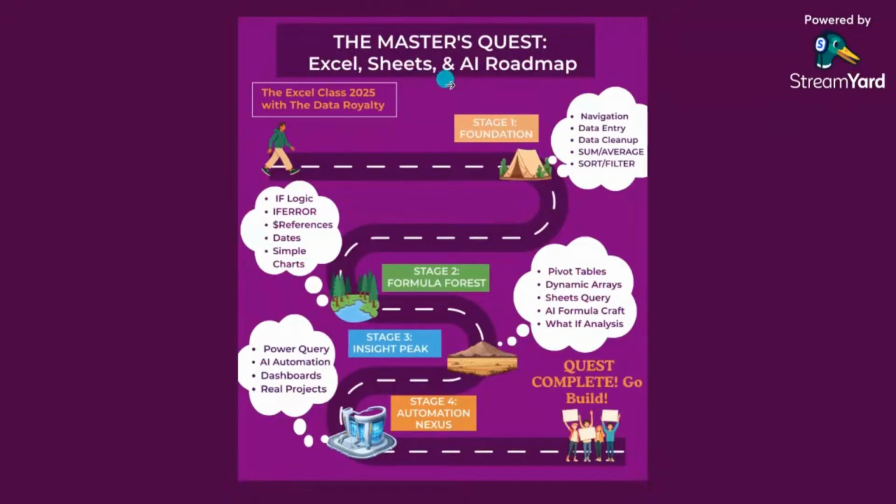As you can see, stage 1 is already showing you the navigation. This is where you're supposed to start from. Stage 1, the foundation: you understand the navigation, data entry, and data cleanup. I just taught data cleanup. You understand the functions, sum and average. Bolu taught that yesterday. You understand sort and filter. I've already covered this. Then you move to the IF logic, then IFERROR. Bolu talked about references yesterday as well. You also understand dates and simple charts. Then you move to pivot tables and dynamic arrays.